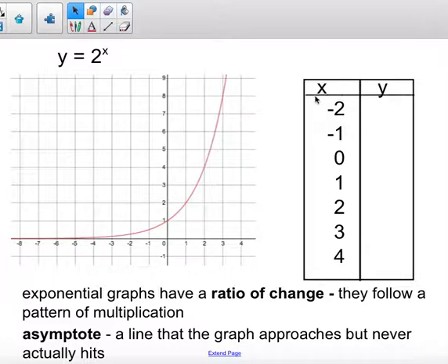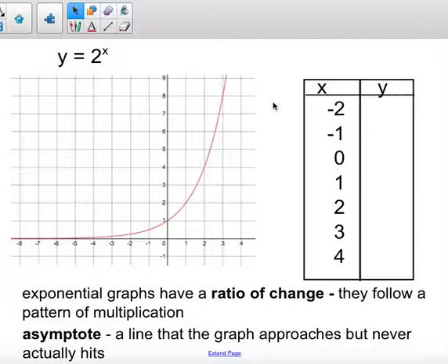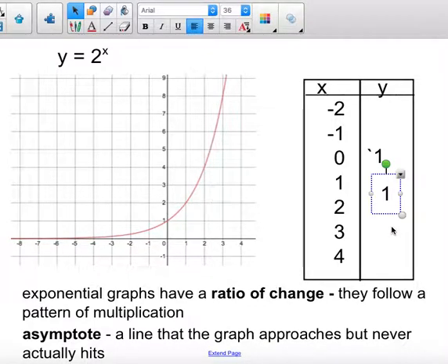So if we were going to make a table for this graph, let's start where x equals 0. If x equals 0, we're doing 2 to the 0 power. And any number to the 0 power is always going to equal 1. So our graph is going to cross the y-axis at the point (0, 1). And then as we start to go up, as x equals 1, 2, 3, 4, well, 2 to the first is just 2.